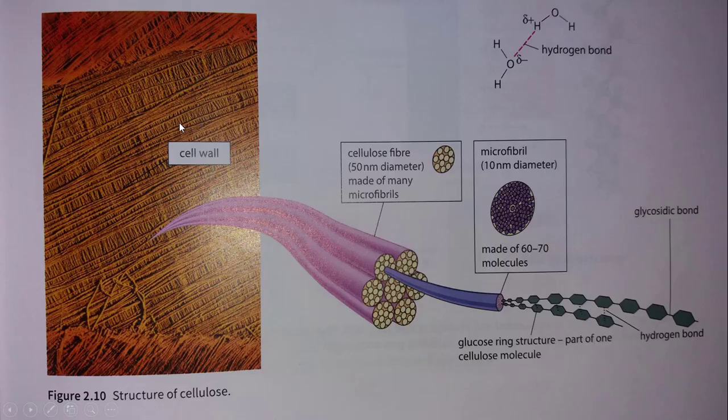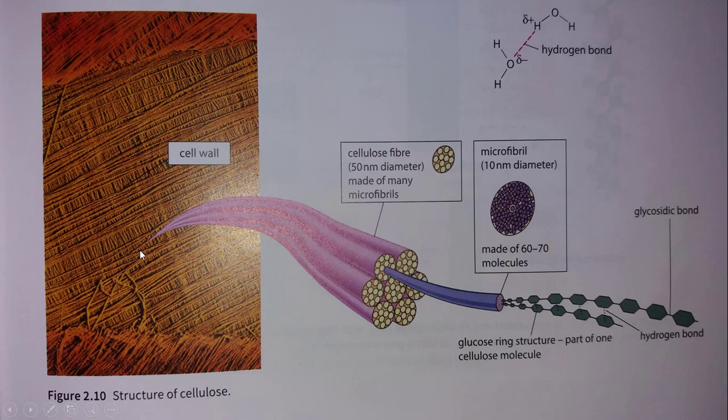Look at the structure of this molecule. You can see that these are the cellulose fibers. They are very strong. The tensile strength of cellulose can be compared to the tensile strength of steel. Now they cross-link with one another. You can see that these molecules are horizontal and these are vertical, making it even stronger.